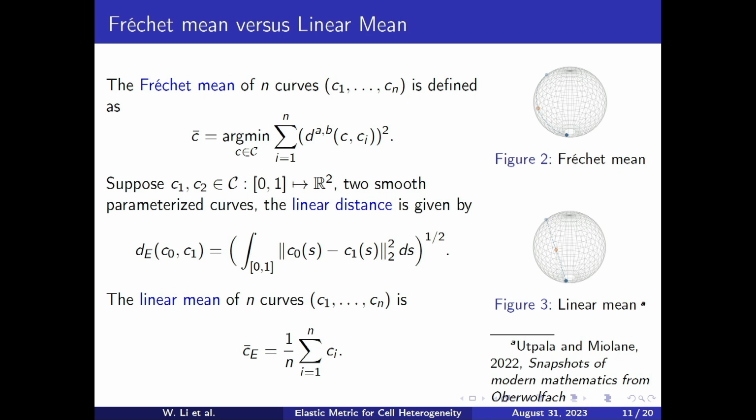Okay, and then the Frechet mean of n curves is defined to be the centroid of n curves. We also provide the definition for the linear distance for two curves and the linear mean of n curves, as we chose the linear metric as the competitor for the SRV metric. On the right-hand side, we show a comparison between the Frechet mean and the linear mean. We can see that the Frechet mean is an element belonging to the manifold, whereas the linear mean is not an element belonging to the manifold.